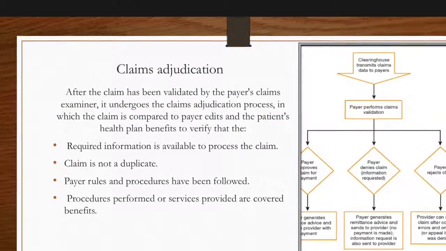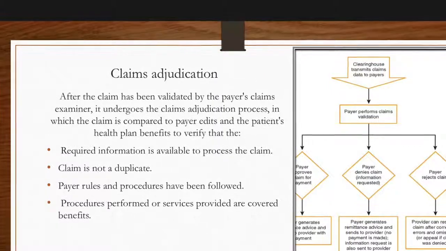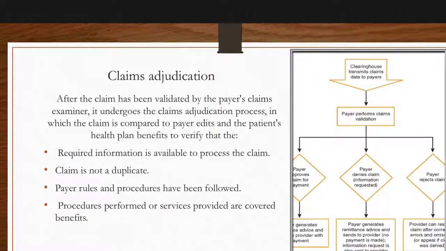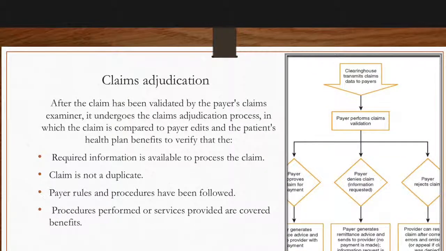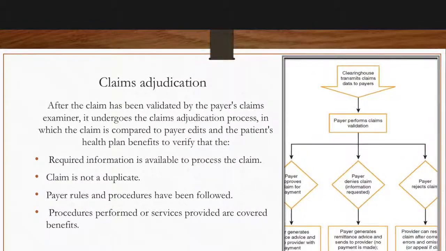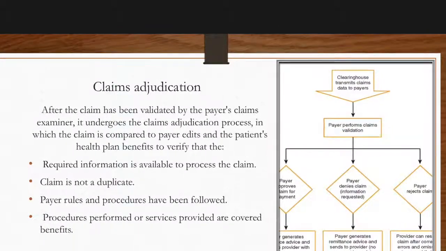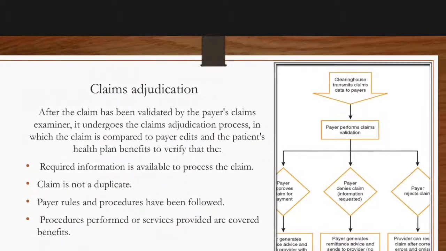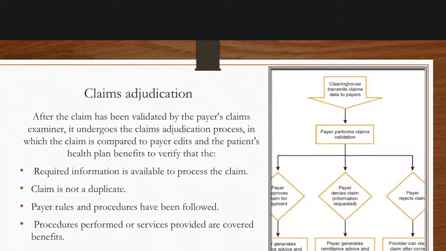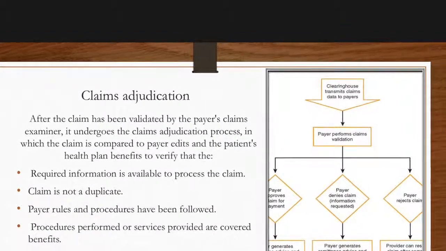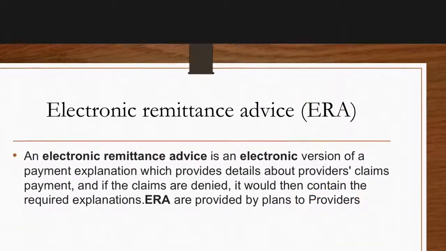Now let's talk about claims adjudication. After the claims have been validated by the payer's claim examiner, they undergo the claim adjudication process, in which the claim is compared to the payer's edits and the patient's health plan benefits to verify that the required information is available to process the claim, the claim is not a duplicate, the payer's rules and procedures have been followed, and the procedure performed or service provided is a covered benefit. What is an ERA?